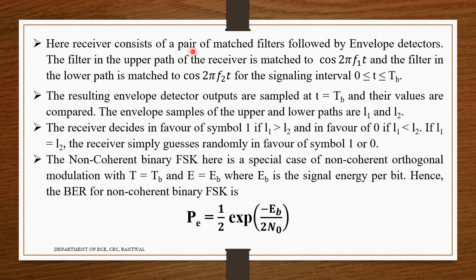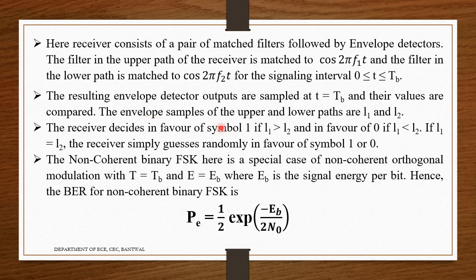Here, the receiver consists of a pair of matched filters followed by envelope detectors. The filter in the upper path of the receiver is matched to cos 2 pi f1 of t, and the filter in the lower path is matched to cos 2 pi f2 of t, for the signaling interval 0 to Tb. The resulting envelope detector outputs are sampled at t equals Tb and their values are compared. That is what I have told.